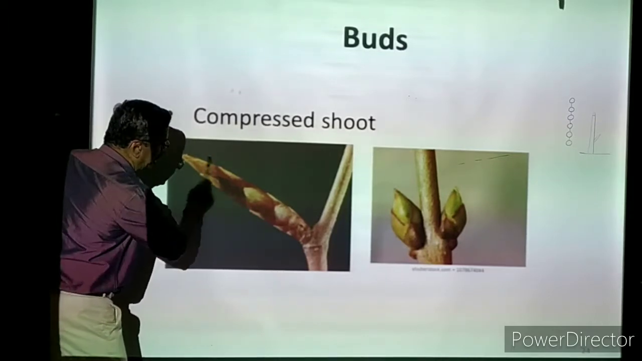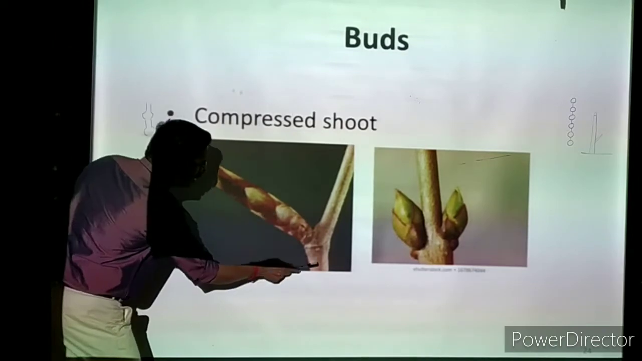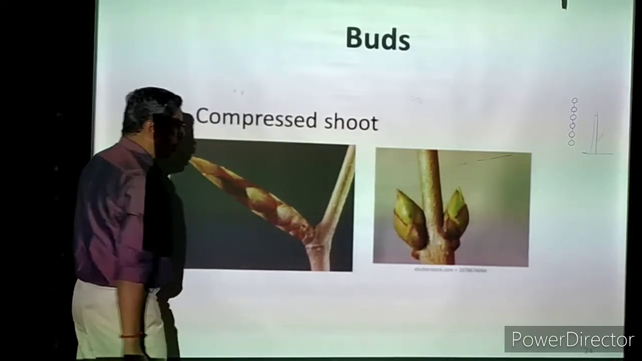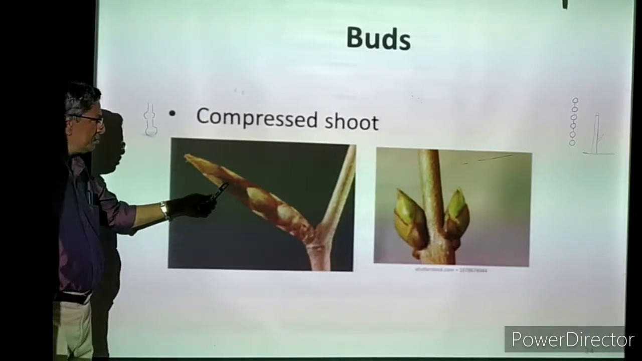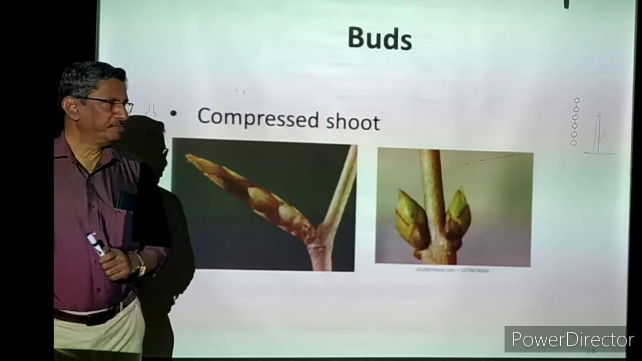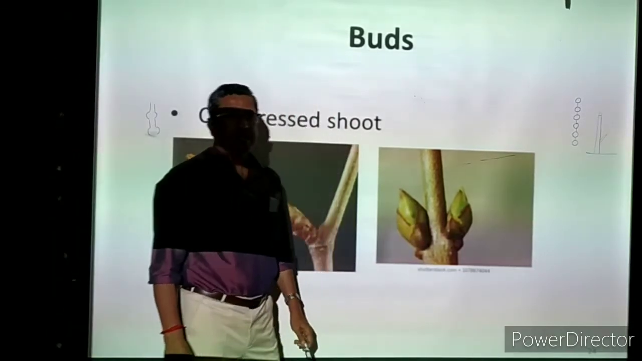Now this is the bud. Assume that it is an elongated bud. Now this bud is present at the tip of the stem. Now this is the tip of the stem. Here one bud is there, and on the other side one more bud will be present. Now this is the bud which is present at the tip of the plant. It is called a terminal bud. Another type of bud we can call the axillary bud.